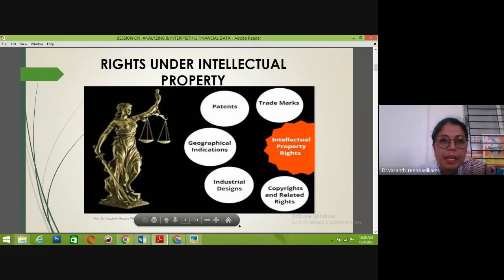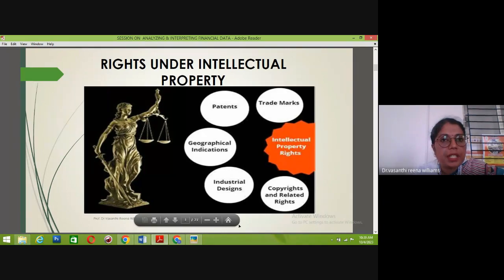Similarly, patents. Patents are basically ideas that you generate which nobody else has, and you are filing for rights on that. As we go forward, I'll be giving you some more examples of what patents are. When you look at it, you will be able to understand that.